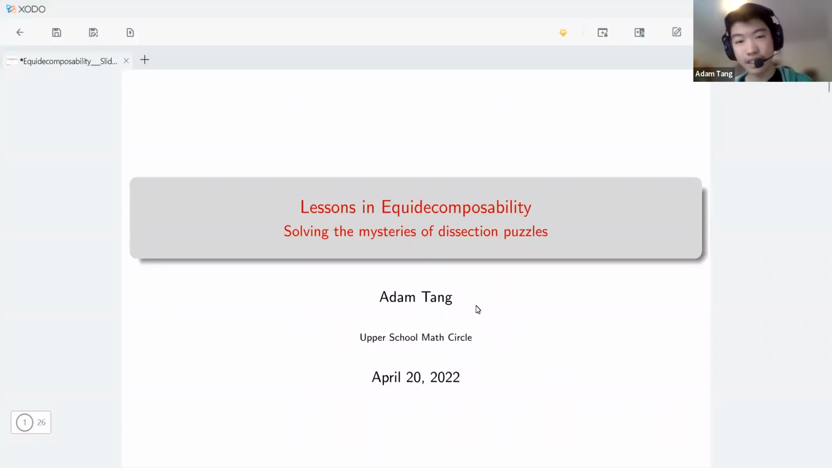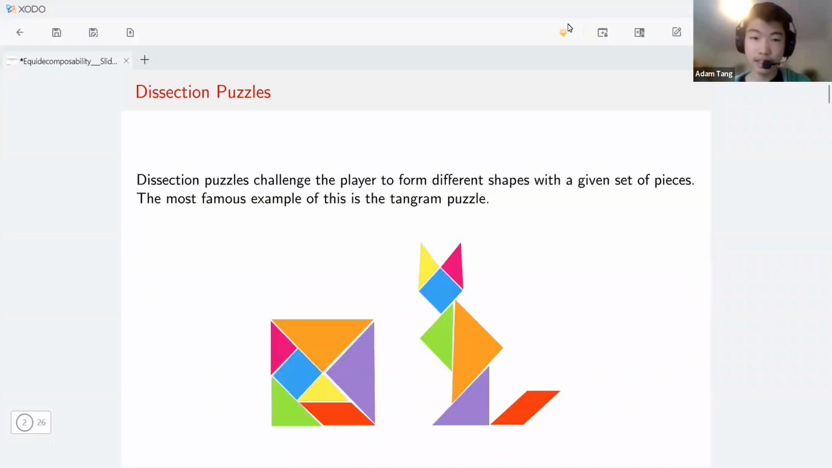Now, you shouldn't be too intimidated by the word equidecomposability, but basically what it means is I'm going to be talking about dissection puzzles. Dissection puzzles are pretty much where you take a shape, it's a bunch of pieces, and you have to form different types of other shapes with those pieces. For example, this cat from this collection of pieces in the square. This is the tangram puzzle.